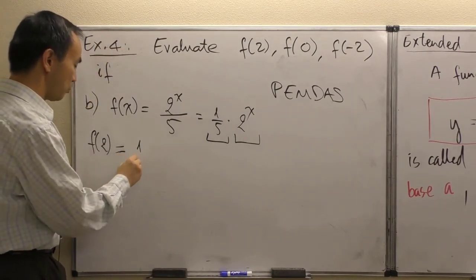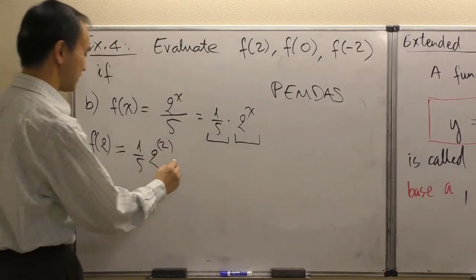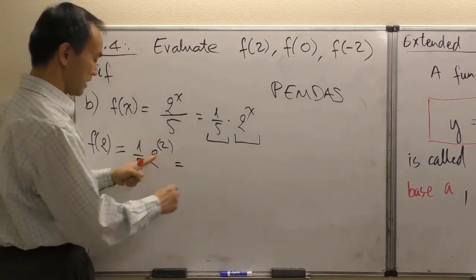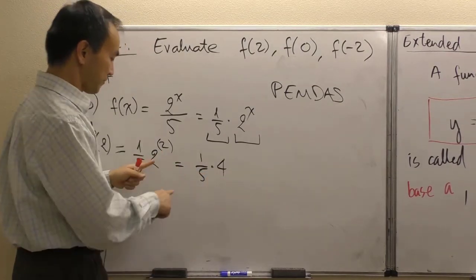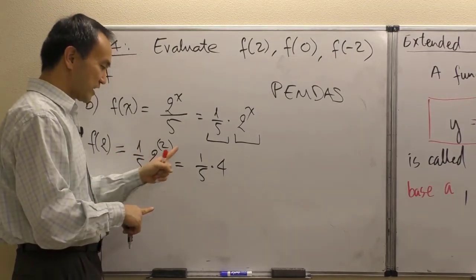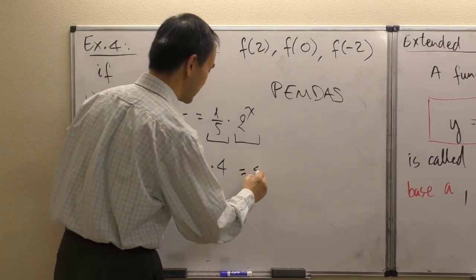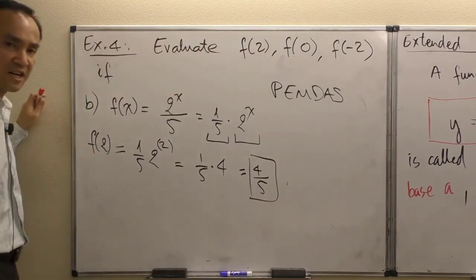and so 1/5 times 2 squared. Okay, now 2 squared is 4, so it's 1/5 times 4. And so that was after the parentheses, the order of operations. And now 1/5 times 4 is just 4/5 right there. All right, so that's how we had it done.